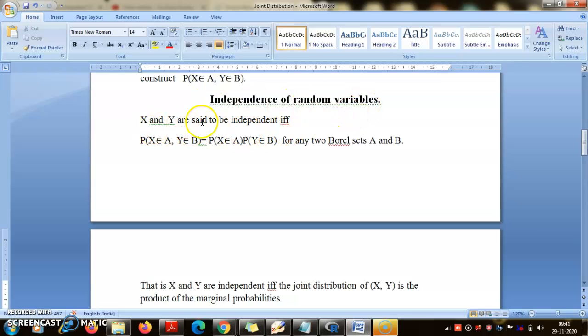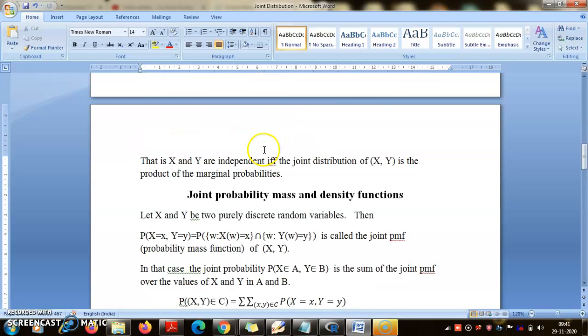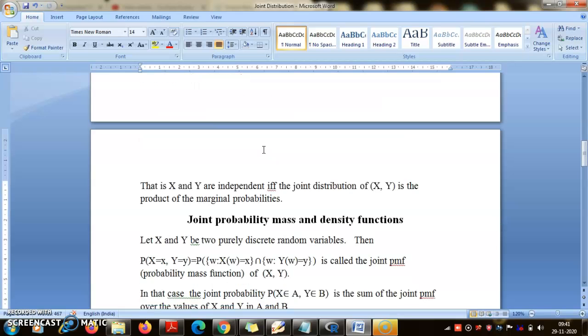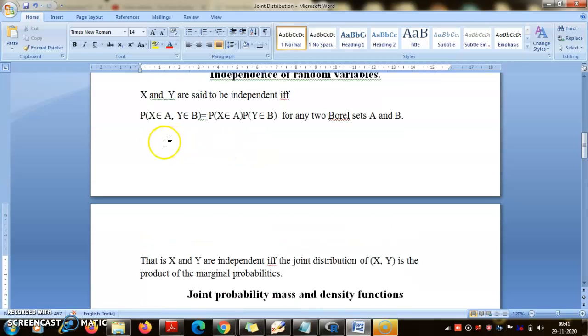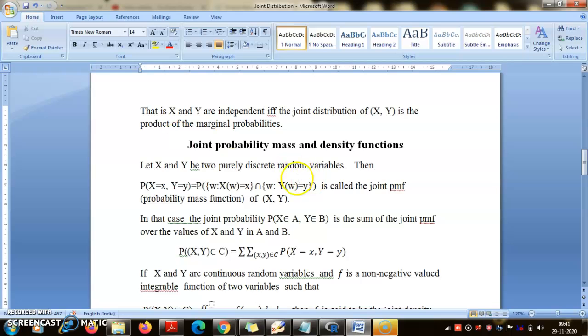So two random variables x and y are said to be independent if and only if the joint probability is the product of the marginal probabilities. That is the definition of independence, and if that happens, then you know that the expectation of x into y is equal to the expectation of x into the expectation of y. So, joint probability and joint density function.